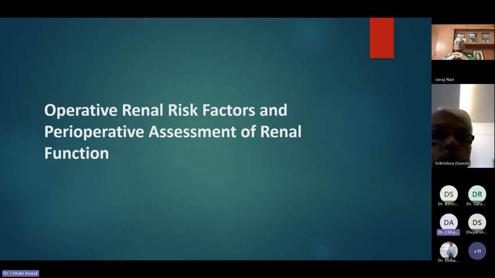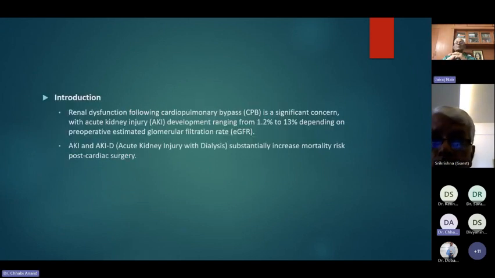Operative renal risk factors and operative assessment of renal function. Introduction. Renal dysfunction following CPB is a significant concern, with AKI development ranging from 1.2% to 13%, depending on preoperative estimated GFR. AKI and AKI requiring dialysis substantially increase mortality risk after cardiac surgery.